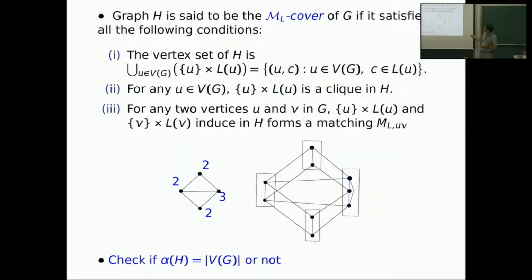And then this is the more formal statement of the definition. The first line is the new graph H, whose vertex set is all of these points. The second line means each set is a complete graph, and the third is that we have a matching between two sets. Then we want to check that alpha of H is equal to the size of G.